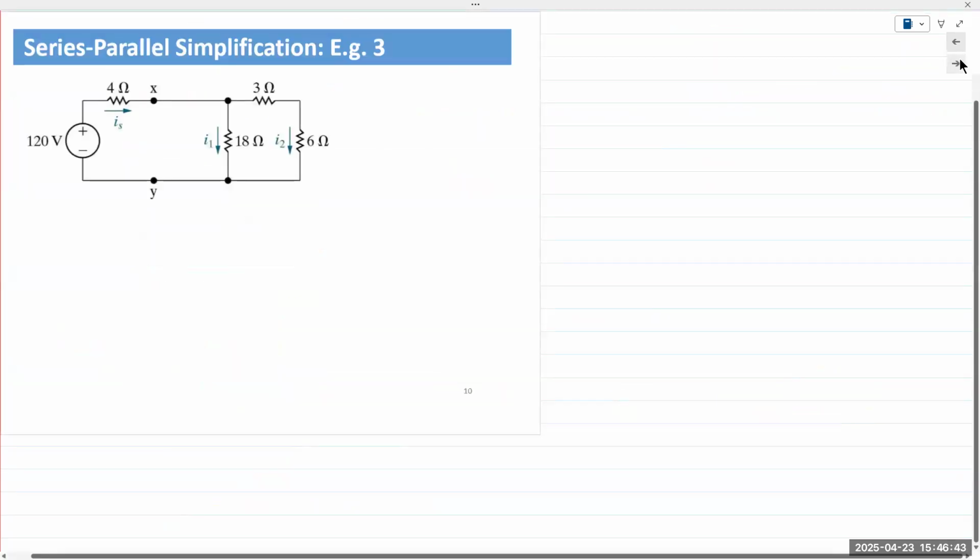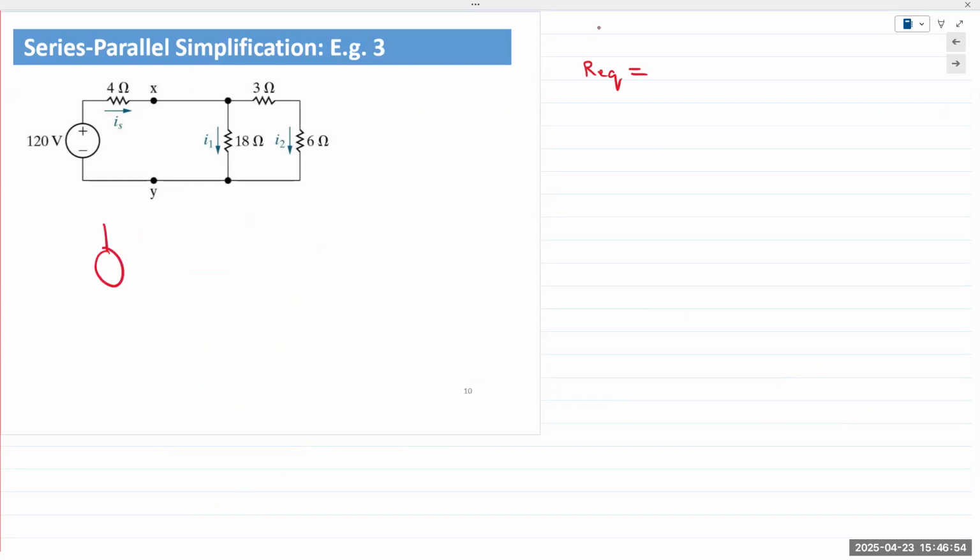All right, series parallel simplification, example 3. Let's pick up the pace. So Req from the perspective of the voltage source, and I'm going to say this is current Is and this is Vs, 120 volts. I1 and I2 are the resistor currents over there. I'm going to call this R1, R2, R3, and R4.